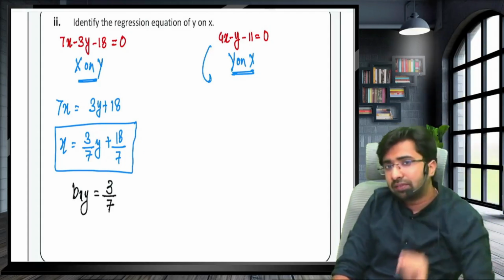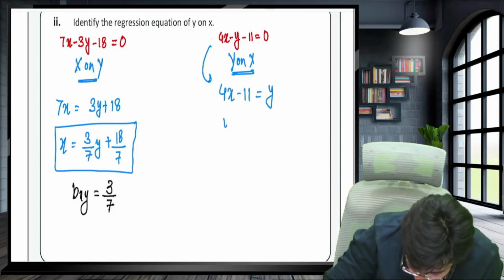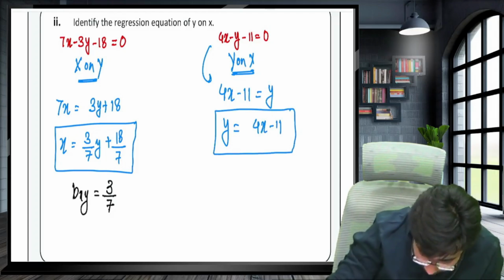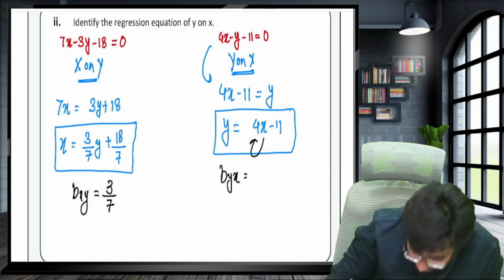Guys, now can you represent this line in the standard format of y on x? Yes sir. We will do it like this: 4x minus 11 is equal to y. So we can write y is equal to 4x minus 11. Guys, from here, can you tell me b y on x? Yes sir, the coefficient of x is b, that is 4.